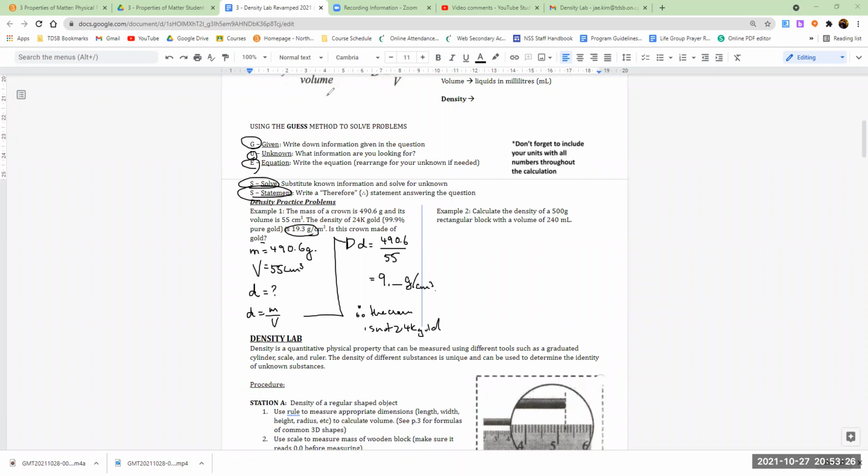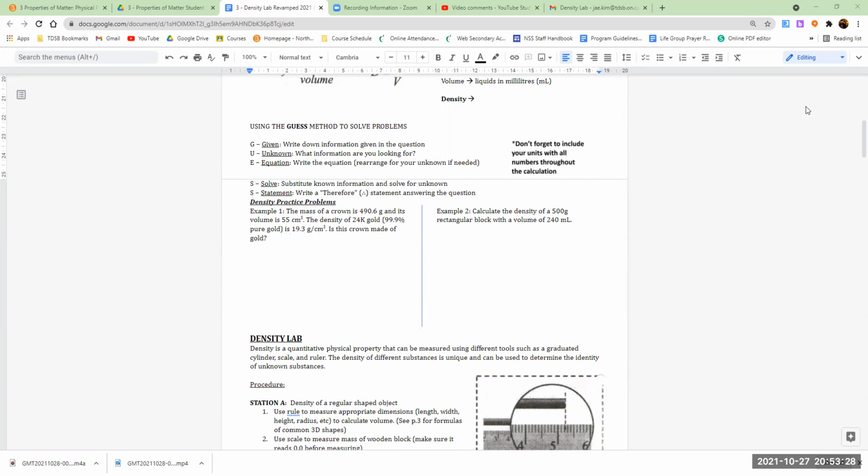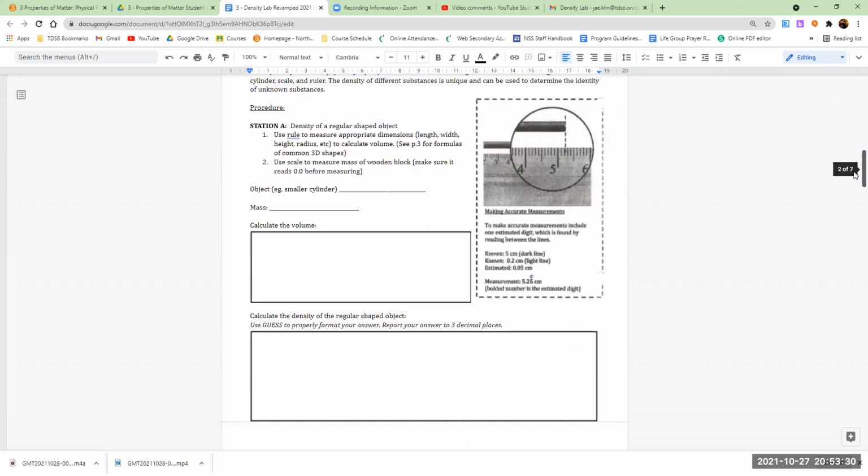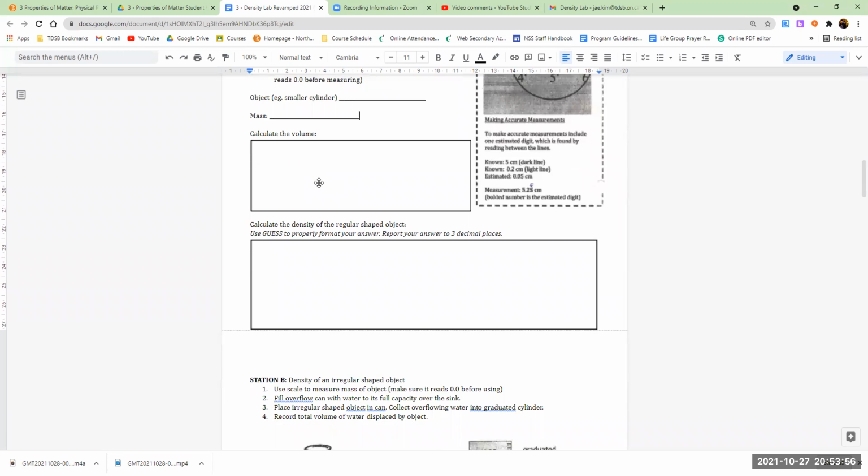Okay, try that. So as a class, what we did was there were 3 stations. I got everyone to measure out a 3D block or a cylinder or a rectangular prism or a cube, whatever. Tell me what the mass is using a scale, and then you measure the volume because it's a 3D object. You can figure out the volume using length times width times height or whatever. And you use GUESS to calculate the density.